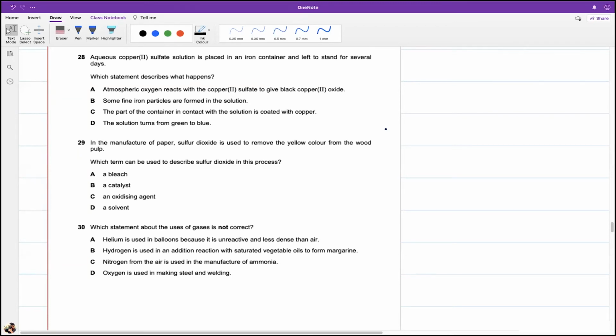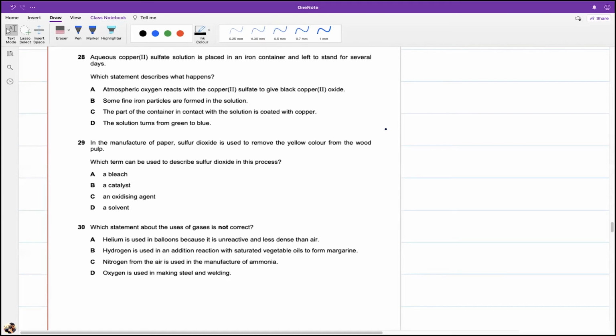Copper 2 sulfate solution is placed in an iron container and left to stand for several days. ठीक है, copper 2 sulfate को iron में डाल दिया. Iron we know is more reactive. Copper 2 is less reactive. So iron will simply displace it. So copper 2 will convert to copper and iron will convert to iron ions. Iron sulfate जो भी solution बनेगा वो होगा और copper 2 will be, क्या कहते हैं उसको, pink copper में convert हो जाएगा.